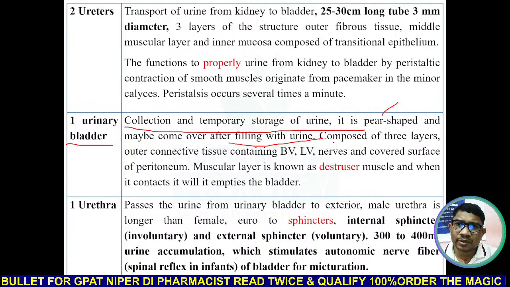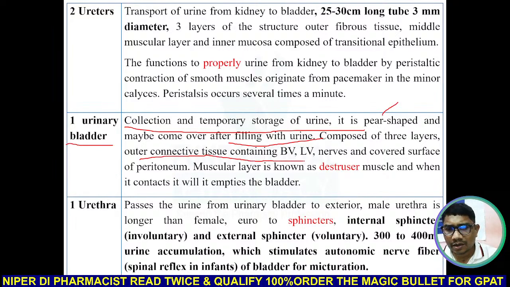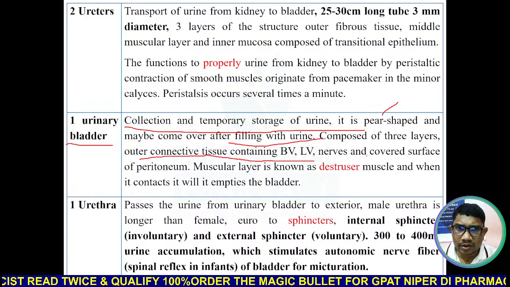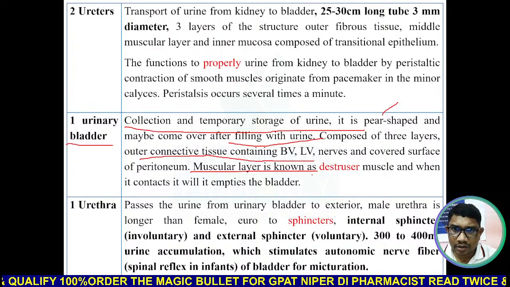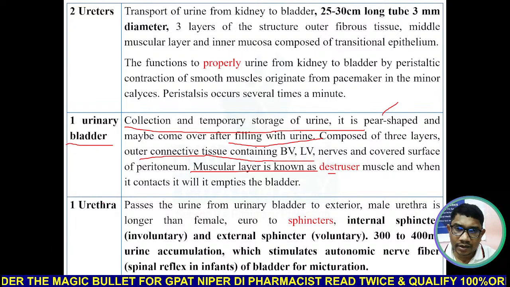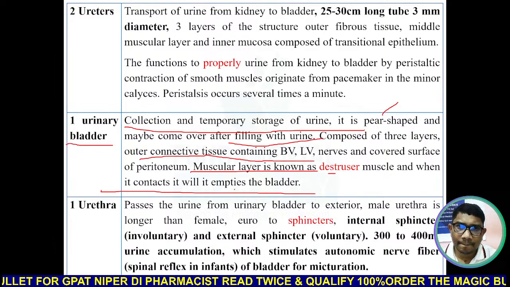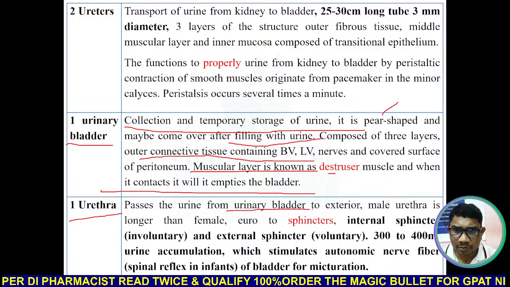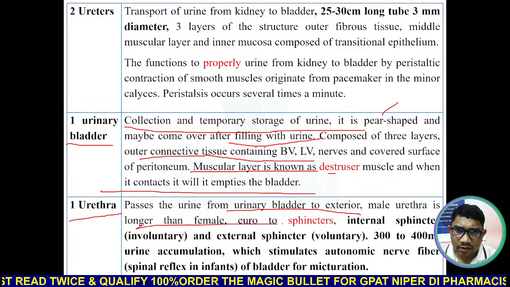The urinary bladder is composed of 3 layers again. The outer connective tissue contains blood vessels and nerves and is covered on the surface with the peritoneum. The middle layer is a muscular layer known as the detrusor muscle of the bladder. When the detrusor muscle contracts, you are able to pass your urine. Last is the urethra. What is the urethra? It passes urine from the urinary bladder to the exterior. The male urethra is longer than the female. You know that.